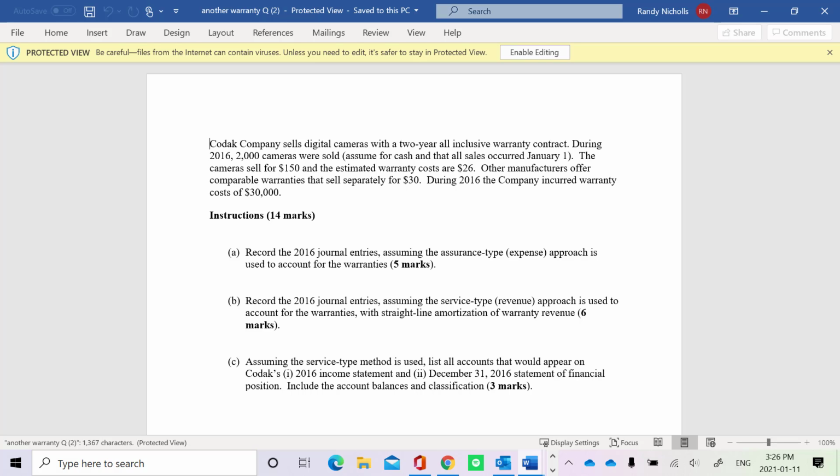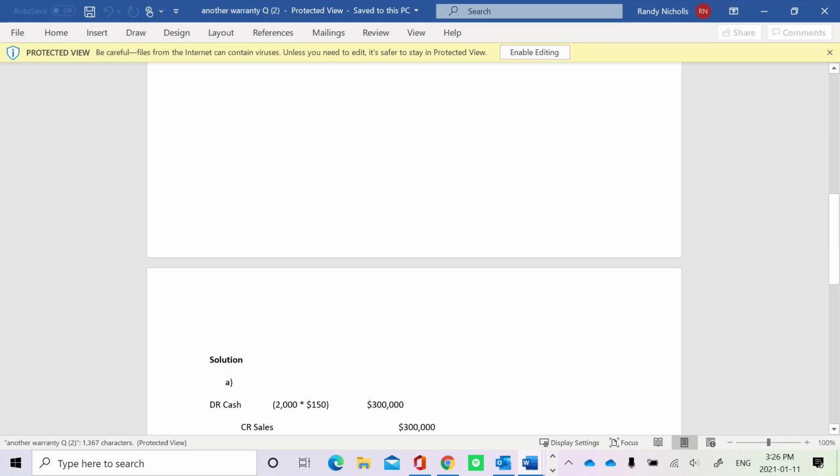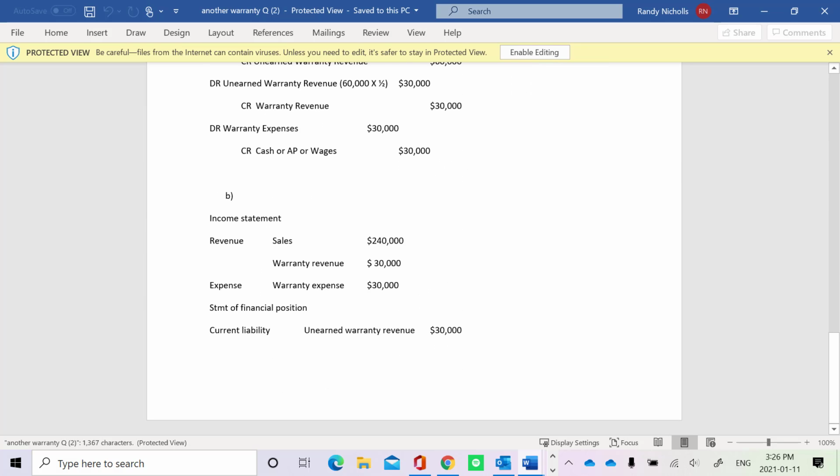Part C, I did want to highlight. In this one, we're asking what's going to show up on our financial statements. And that's a fair question for the exam. You'll probably see a question like that, maybe not on warranties, but on something. Because it's important that you realize as you do entries and calculate things, you should know where that's showing up on financials. So here, where does a warranty show up?